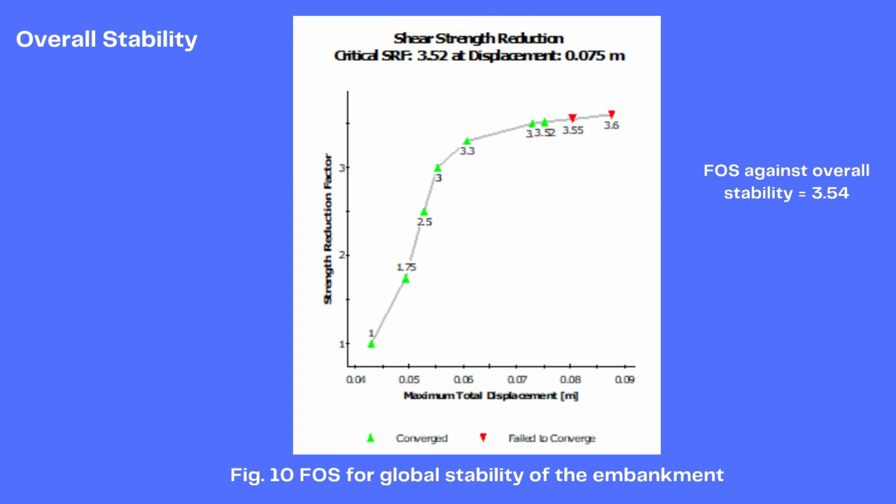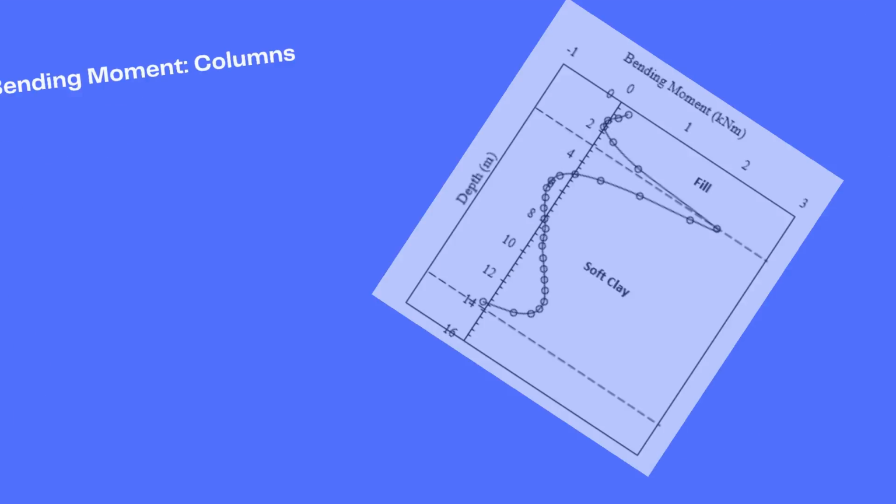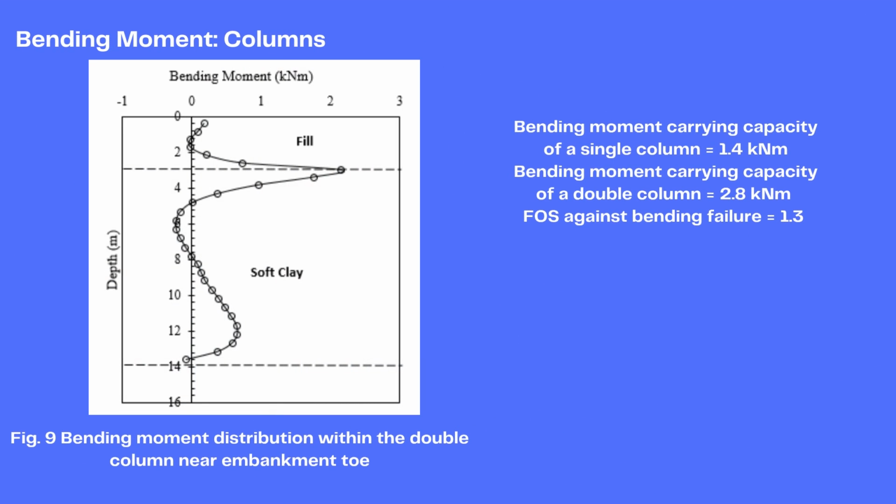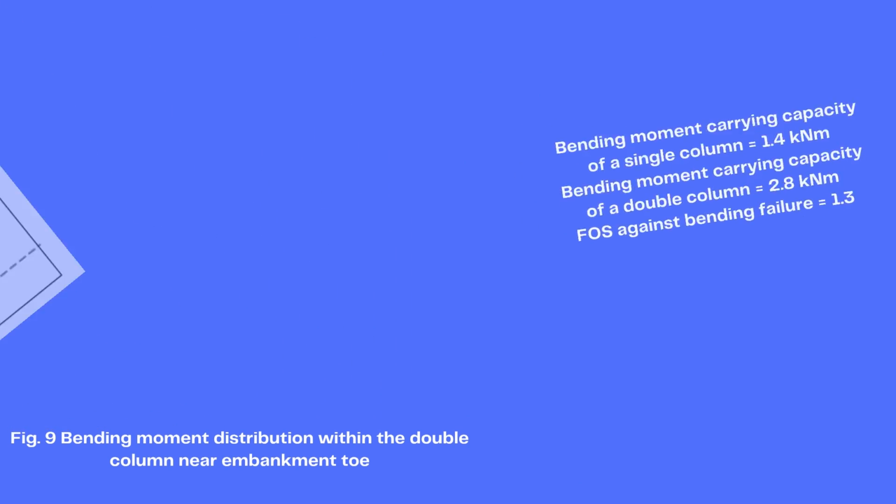And if we calculate the overall stability, in this case, we calculated it from the RS2 software, and it is about 3.54. That means based on the three failure modes we calculated, the most critical failure mode is due to bending failure of double columns near the side slopes of this embankment.